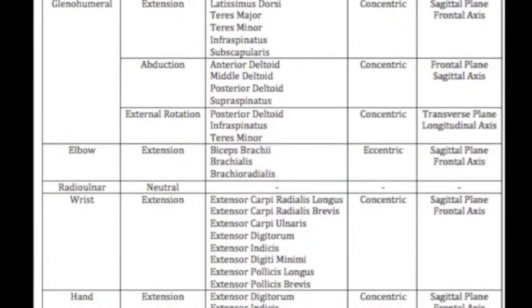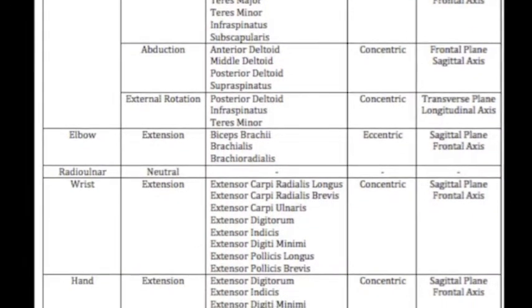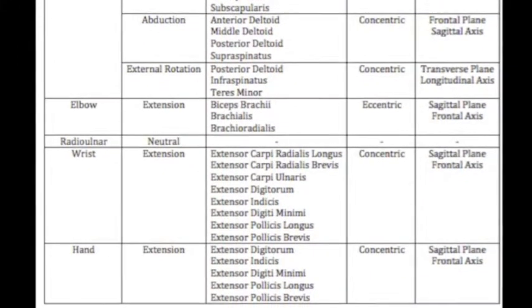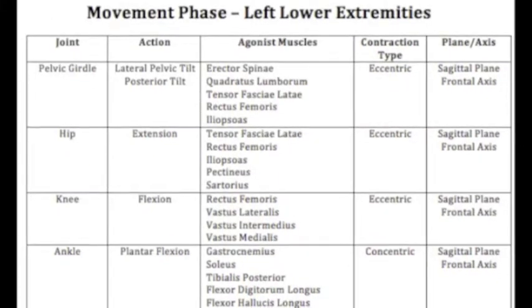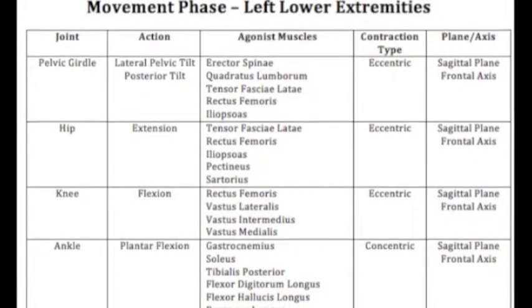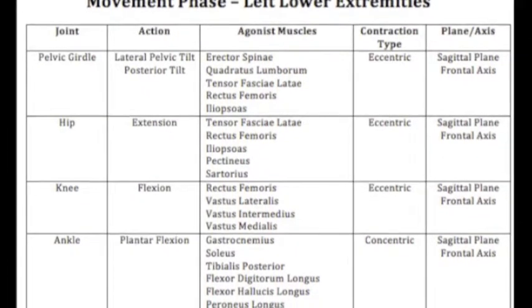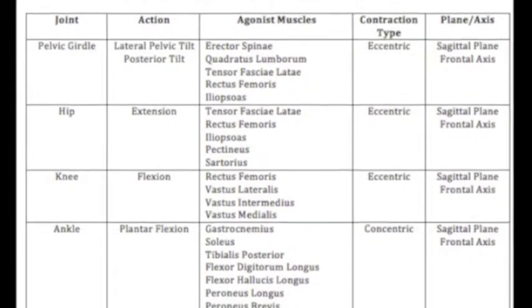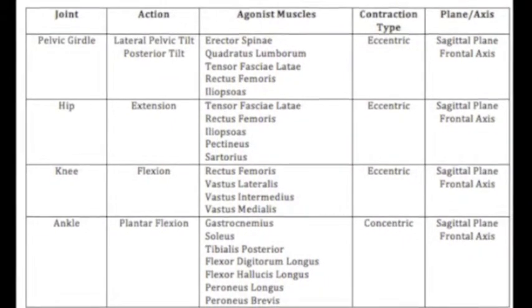Now to talk about the lower extremities. At the left lower extremity, there is eccentric lateral pelvic tilt and posterior tilt using the anterior pelvic rotators. There is eccentric hip extension using the hip flexors. At the knee, there is eccentric flexion using the knee extensors. There is concentric plantar flexion at the ankle using the plantar flexors.